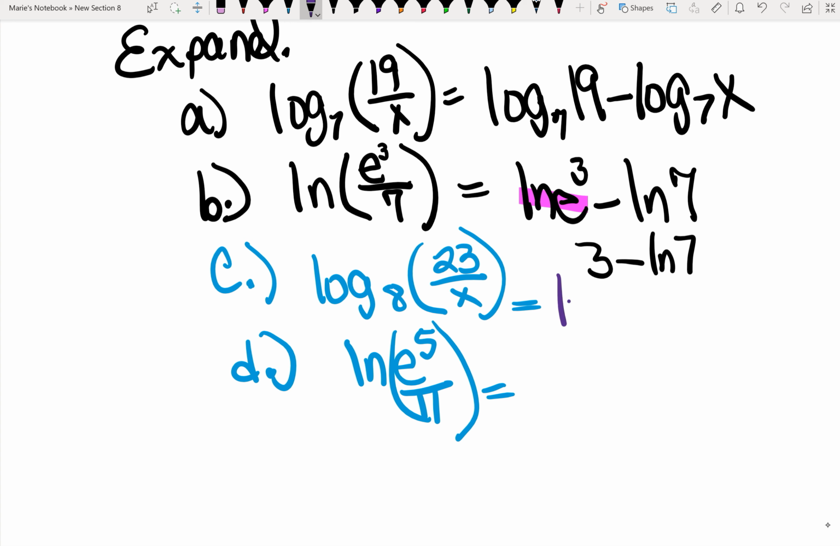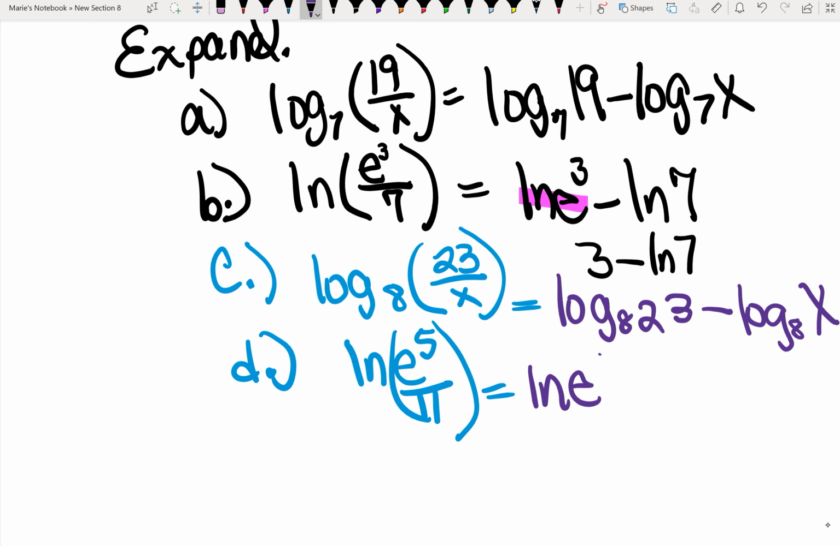So looking at the first one, you probably wrote log base 8 of 23. That was 23, not 33. Minus log base 8 of x. Okay, in this one, if you started writing it out, you probably had natural log e to the 5th minus natural log 11. Okay, remember, natural log and e cancel. So you should have 5 minus natural log 11 because there's not much you can do there.